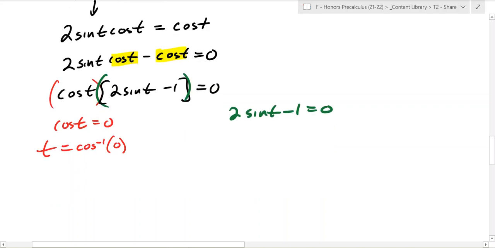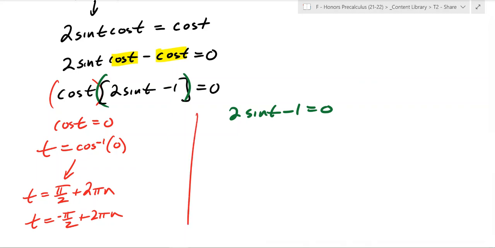The cosine of what is 0? Well, that's going to be two things. That's going to be t is equal to pi over 2. And remember, it rotates. The period is every 2 pi. And it's also at 3 pi over 2. Oh, sorry. Well, 3 pi over 2 is the same thing as negative pi over 2.